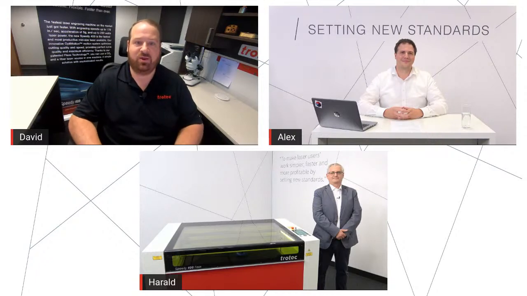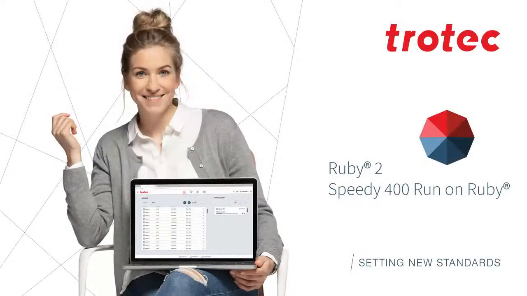With that, let's go ahead and go to my screen and walk through what this seminar is, what it can do for you, how it works. Today is the Ruby 2 launch, including the Speedy 400 run on Ruby. This is a very, very exciting software. It's going to really help a lot of folks out there with productivity and improvements to their existing Speedy line system.